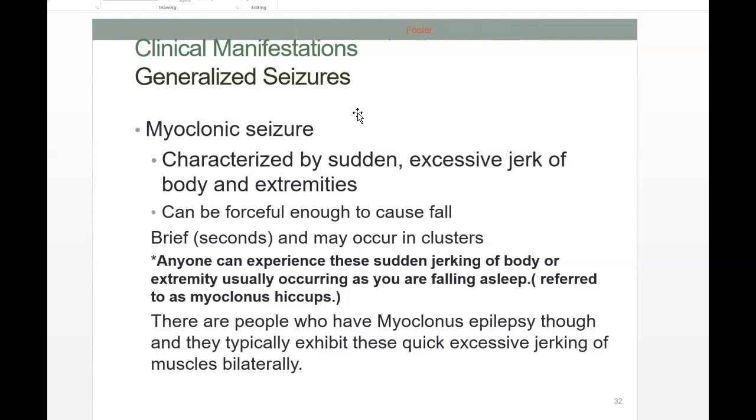An example of what it might feel like for a person who has myoclonic epilepsy or a myoclonic seizure is similar to when, if anybody has experienced falling asleep and all of a sudden you have a sudden jerking of the body and extremity as you're falling asleep. That's referred to as a myoclonic hiccup. It's not a seizure, but people with myoclonic seizures experience something similar to what you might experience when you're falling asleep.